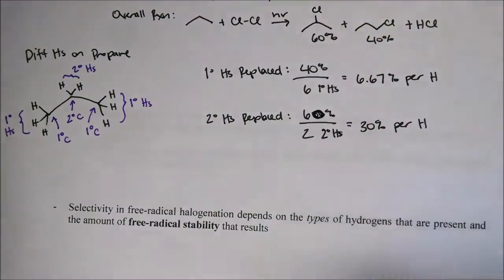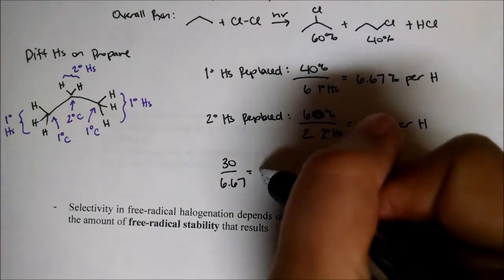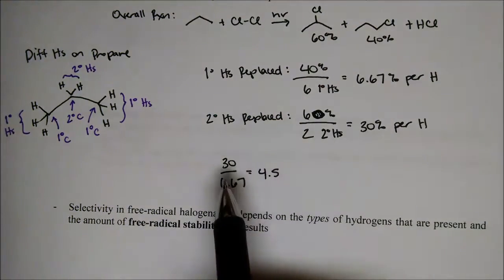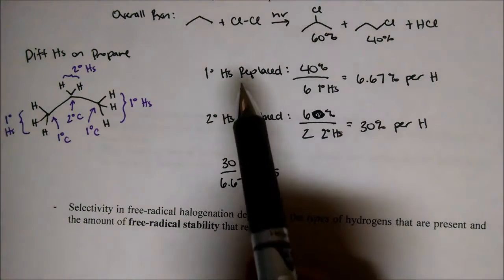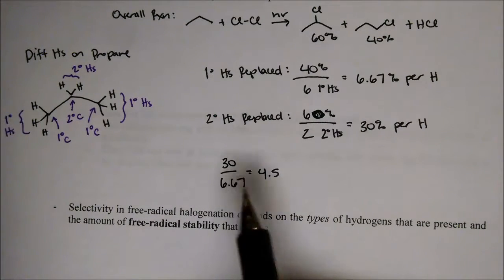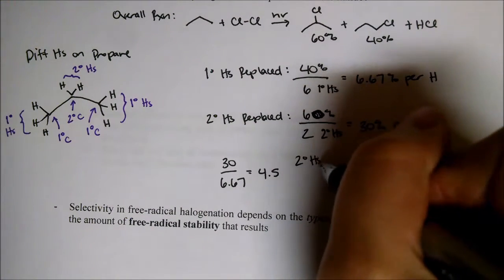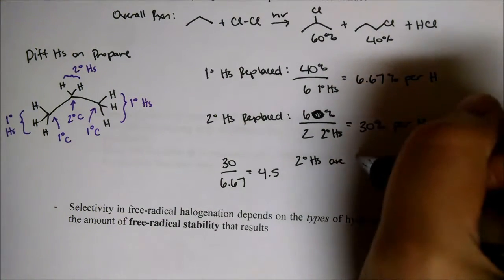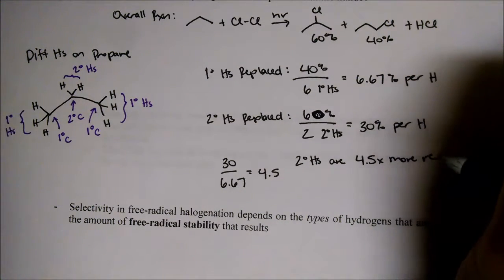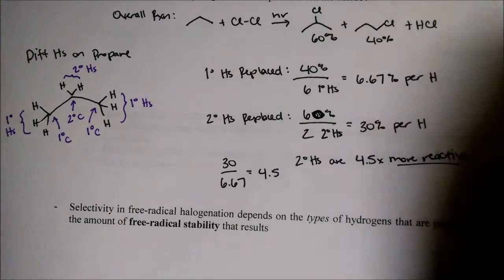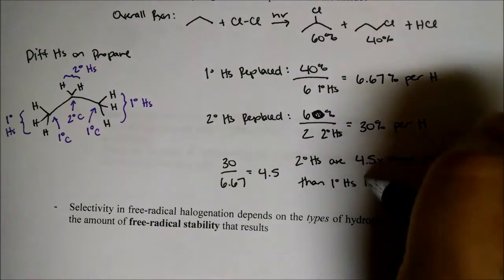So if we can do a direct comparison, if we divide 30 by 6.67, we actually get 4.5. And this tells us that those secondary hydrogens are 4.5 times more reactive than the primary. Okay, because again, they accounted for that much more product. They formed more of the product. So the secondary H's are 4.5 times more reactive than primary hydrogens in chlorination.